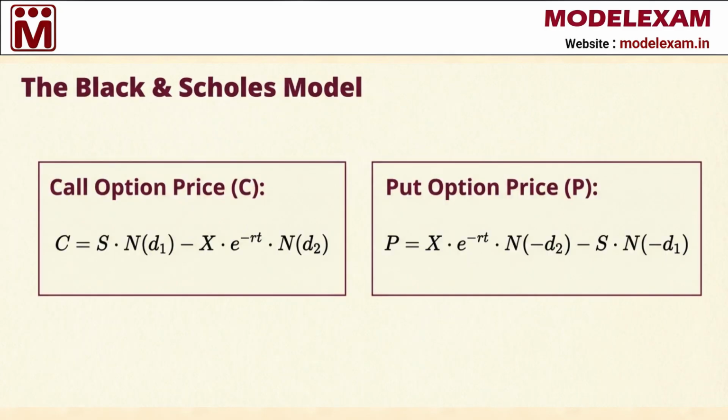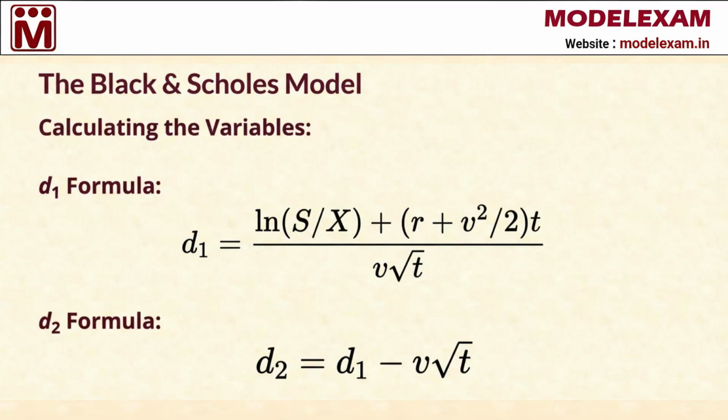Let us look at the actual formulas used in this model. The call option price, which we call capital C, equals the stock price times the standard normal cumulative distribution function of D1 minus the strike price times the exponential function raised to the power of negative interest rate times time multiplied by the standard normal cumulative distribution function of D2. For a put option, which we call capital P, the calculation is rearranged to find the value of the put instead. To make those formulas work, we first need to find the values for D1 and D2.